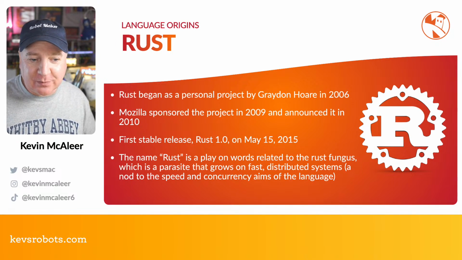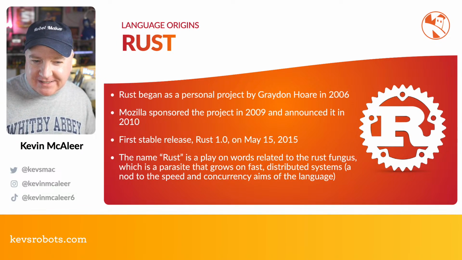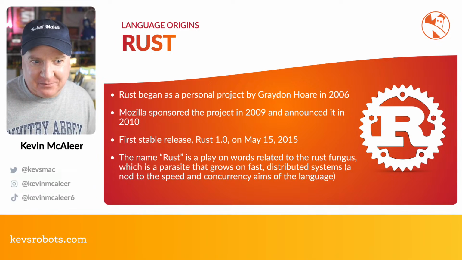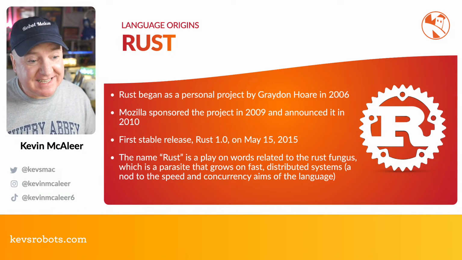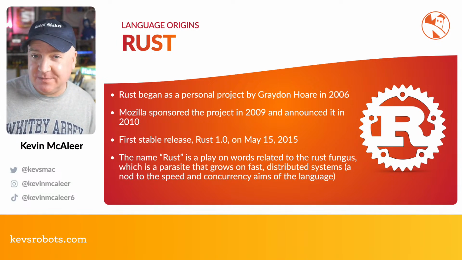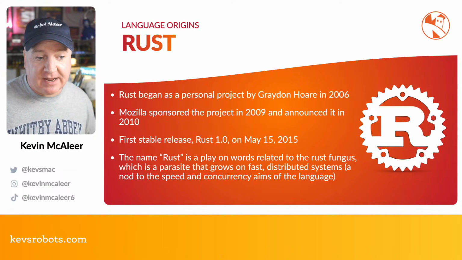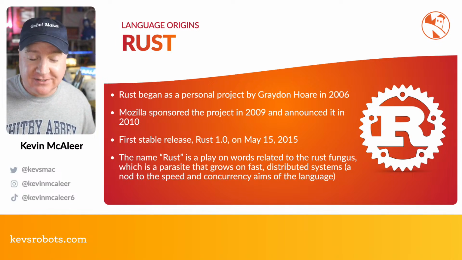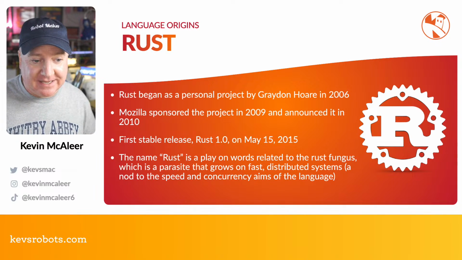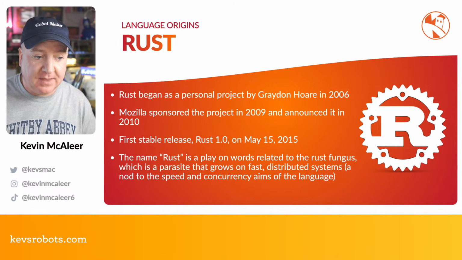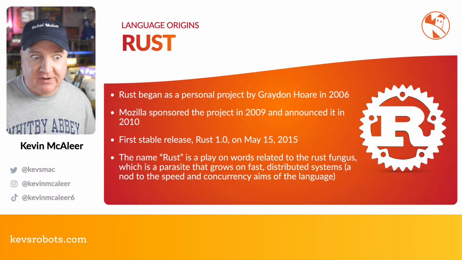So Rust began as a personal project by Graydon Hoare. Is it Hoare? I'm not pronouncing that correct, probably. In 2006. Mozilla sponsored it. So Mozilla, who did the web browser Netscape, they sponsored this in 2009, and it was announced in 2010. And then the first stable release usually takes quite a while. You can see 5 years later, May 15th, 2015, first version of Rust was announced and released.